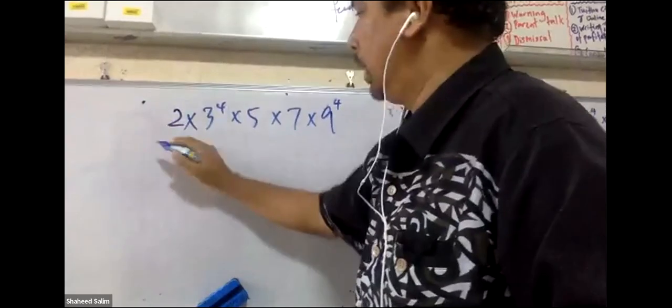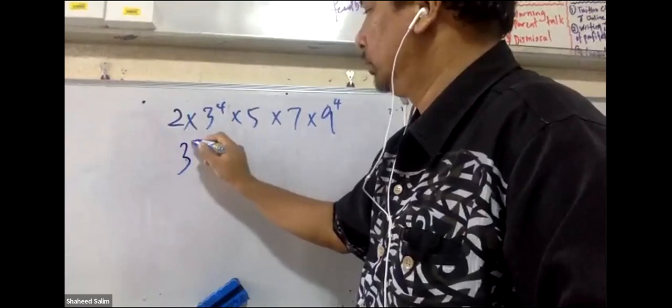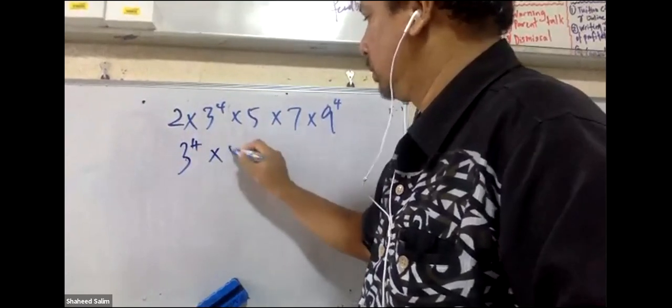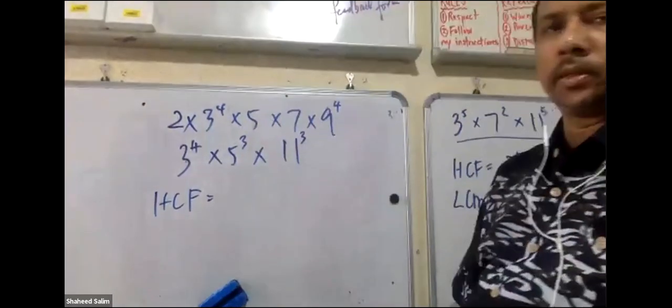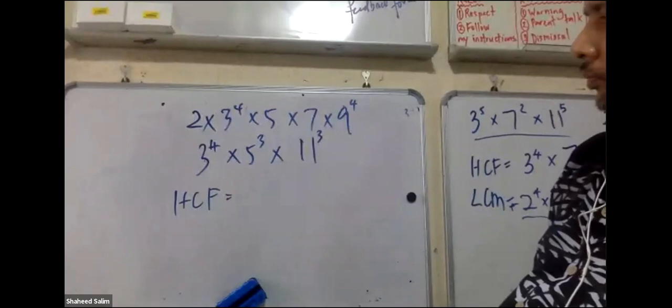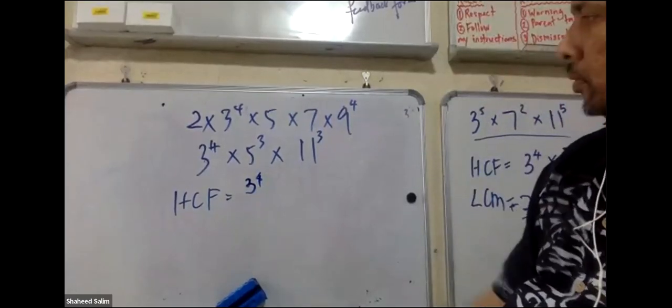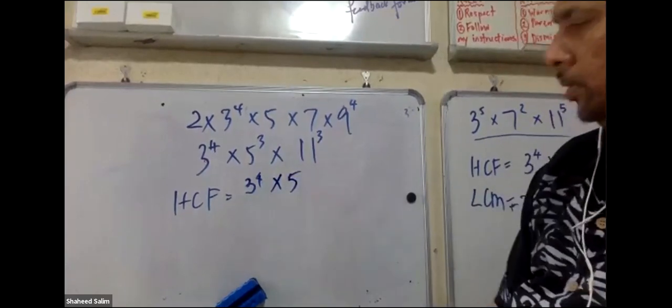This is number one, number two. Okay, what's the HCF of the two numbers? 3 to the power of 4, and 5. Any more? No. Well done. LCM.